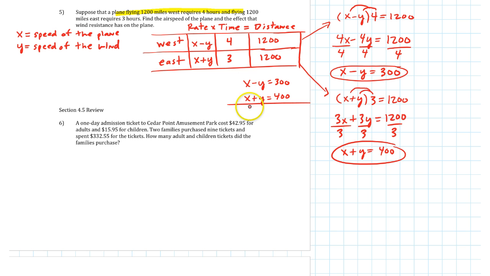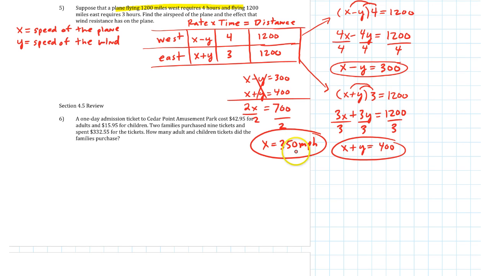And if I add straight down, I'm going to get 2x. The y's are going to cancel out, giving me 700. Divide by 2, and x equals 350 miles per hour. So there's the speed of the plane. Now I just need to figure out the speed of the wind. And I can do that by just simply plugging that in for x right there, giving me 350 plus y equals 400. Subtract 350, and the speed of the wind is 50 miles per hour.